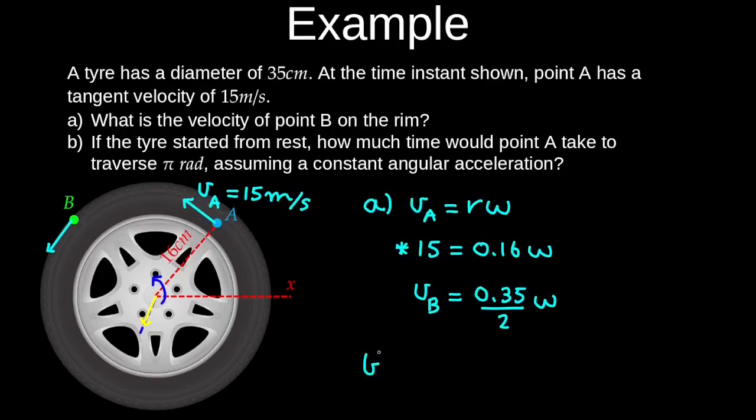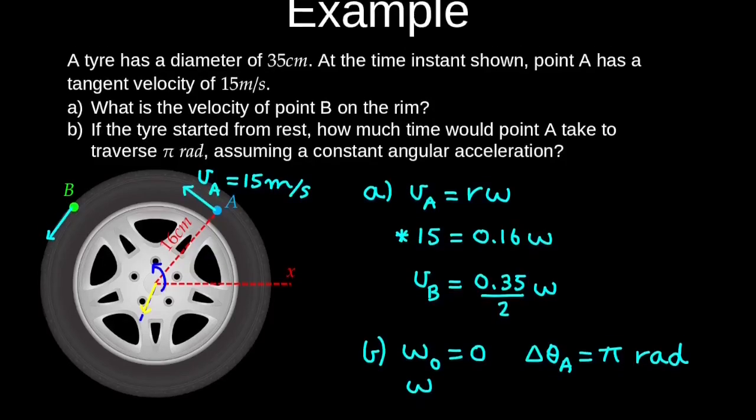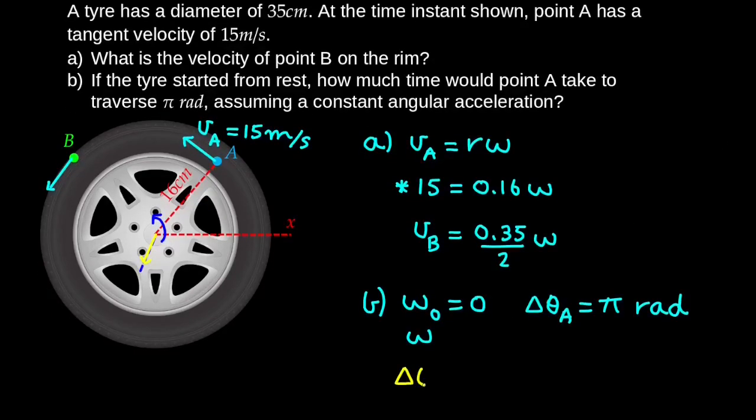Now in part B, if the tire started from rest, how much time would point A take to traverse an angle of π radians? And assume a constant angular acceleration. And we also know the angular velocity from the previous part of the question. So therefore we use the following equation from the big 5 kinematic equations for a uniform angular acceleration. And you'll be able to solve for the time.